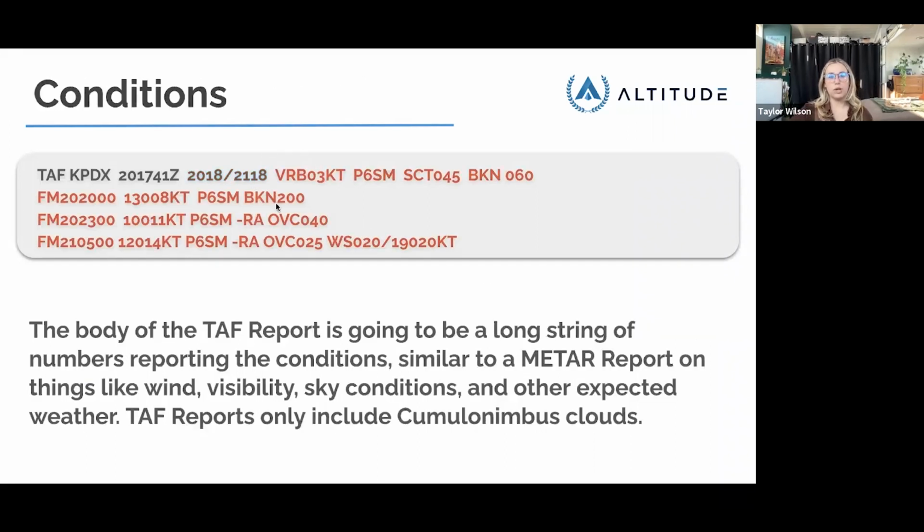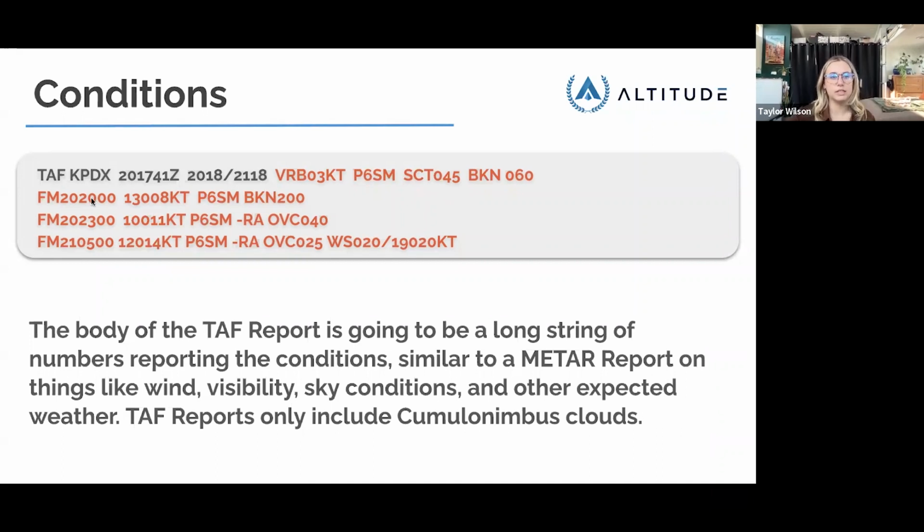We've got our wind. This VRB here means variable. So it's variable at 3 knots, which means that they're not able to give us a specific direction that this wind is coming from. Then this 6 statute miles here, this P in front of it means either plus 6 statute miles or greater than 6 statute miles. We've got a few different types of clouds. So we've got scattered clouds at 4,500 and broken clouds at 6,000.